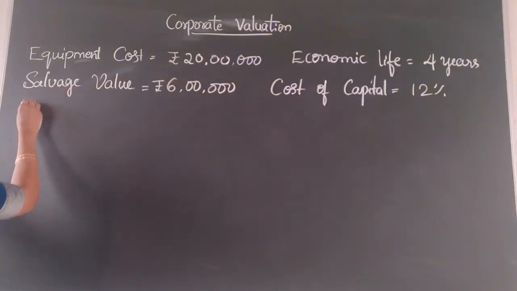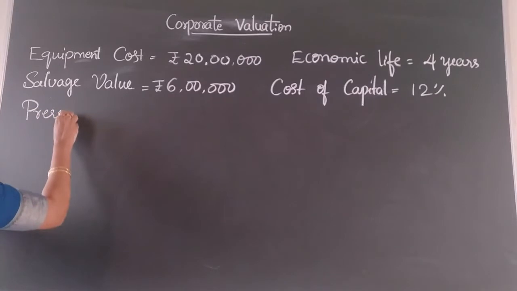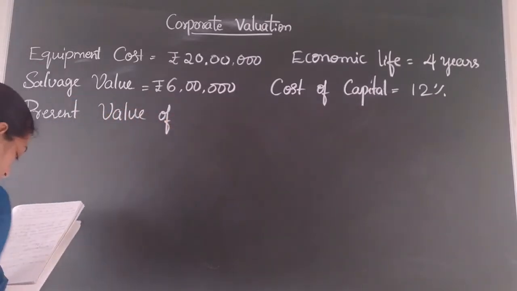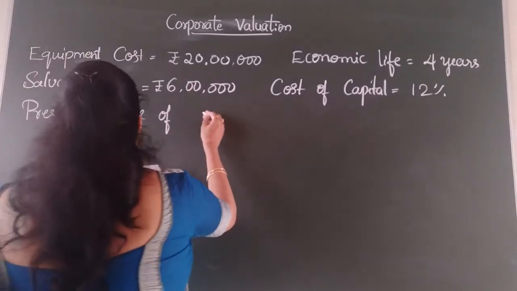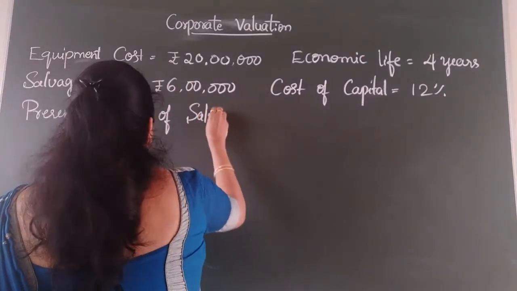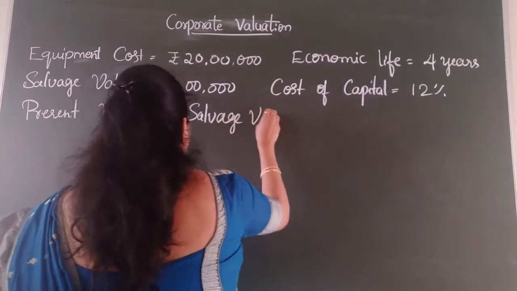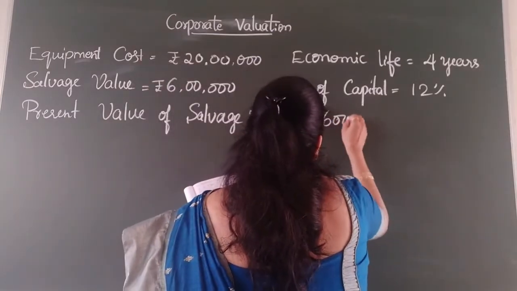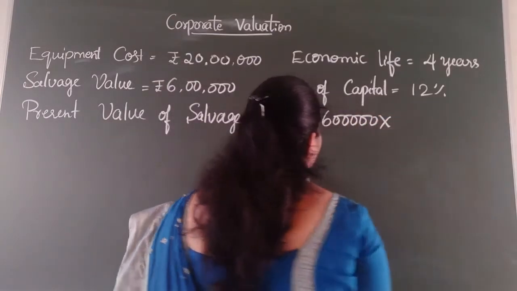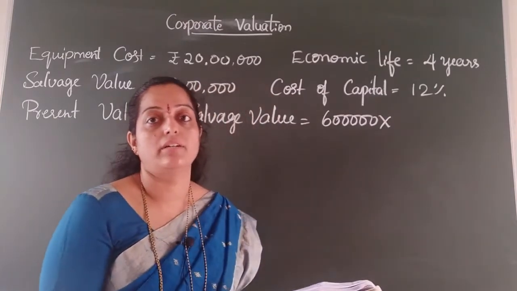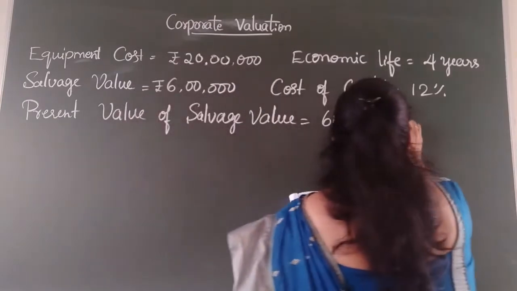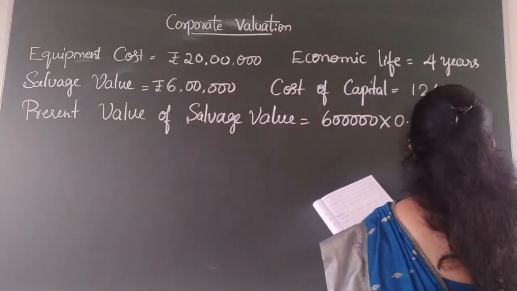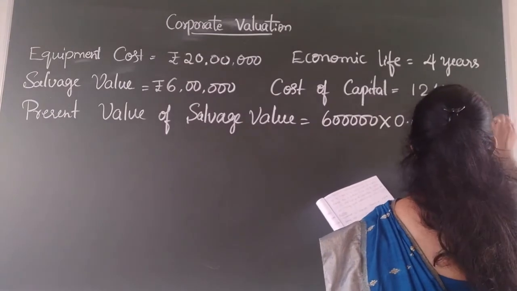Present value of salvage value we need to find out from this information. Present value of salvage value is equal to 6 lakh multiplied by PV of 12%, which is 0.636 for 4 years, that is 3,81,600.